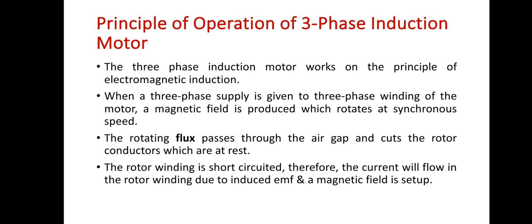Now the rotor has current, and that current is capable of producing another magnetic flux. That magnetic flux acts against our rotating magnetic flux. So now we have the stator flux and the rotor flux. Both fluxes interact with each other and produce some torque. Based on this torque the machine starts rotating. So this is the working principle of your induction machine.